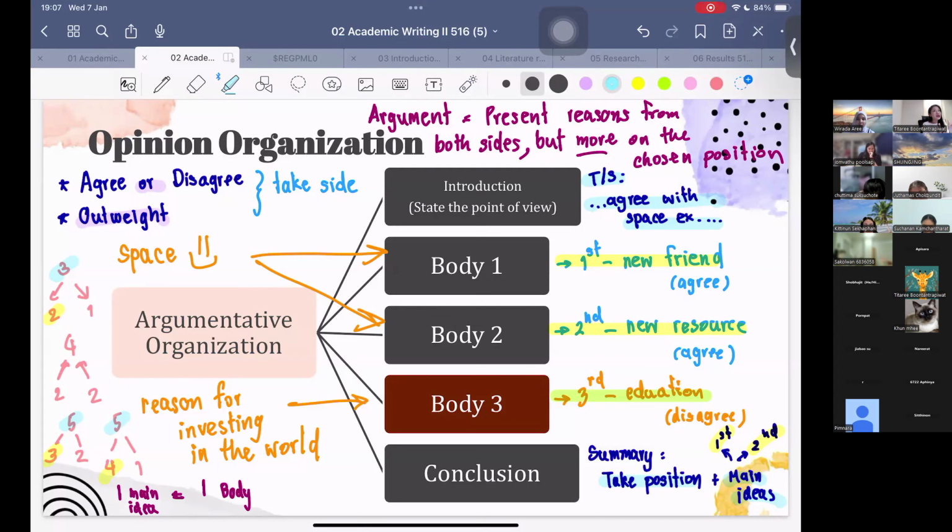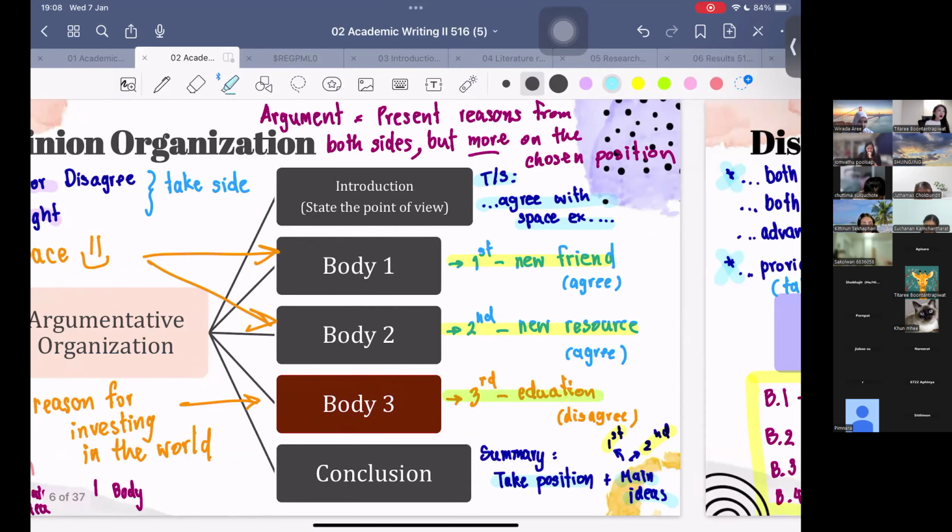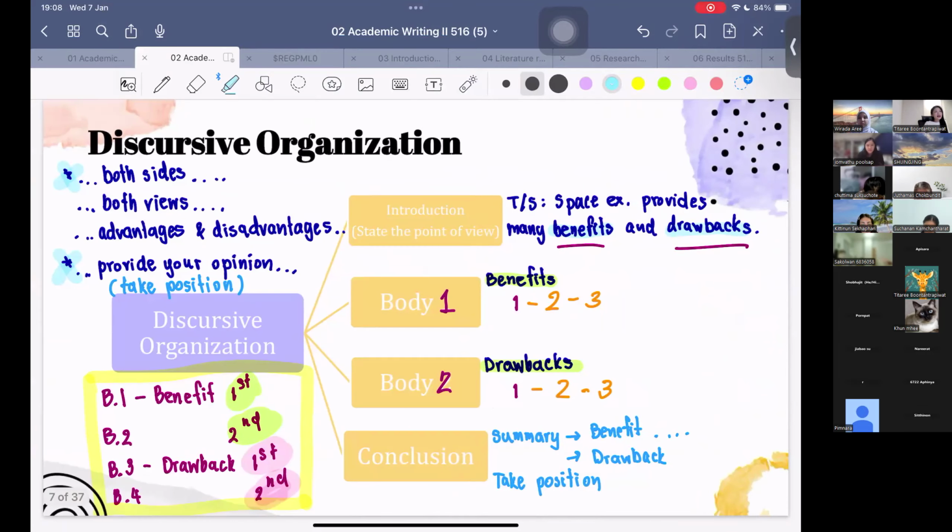This is something that you have to adjust according to your requirement, or let's say the questions you want to write about. And moving on, the last organization under the opinion organizations is called the discursive essay.